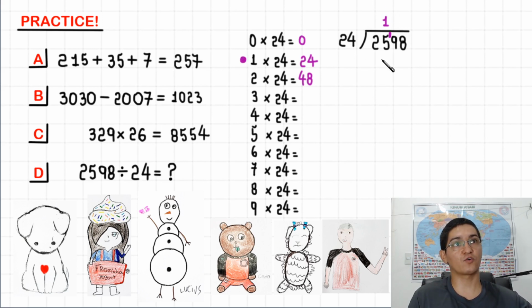1 times 24 equals 24. That is what I write here. And then I subtract. What is 25 minus 24? That is just 1. Because 24 plus 1 equals 25.